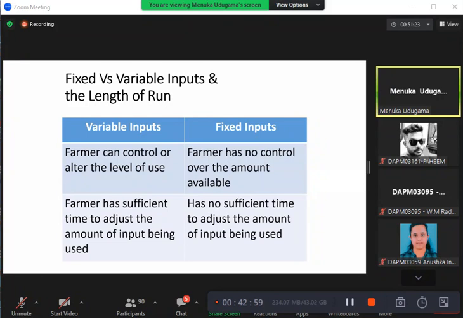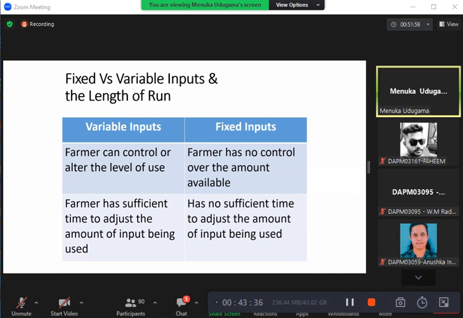Now, variable inputs, it says, farmer can control or alter the level of use. And for fixed inputs, definition is farmer has no control over the amount available. Now, although I've used the term farmer, this can mean the decision maker. If you own a farm, it could be you, the farmer, or the manager who takes decisions in terms of using the resources. So, although I have used the term farmer, it means the decision maker of the farm, right?